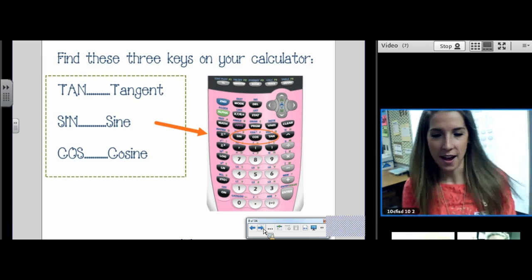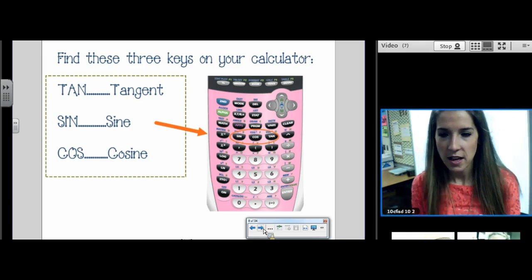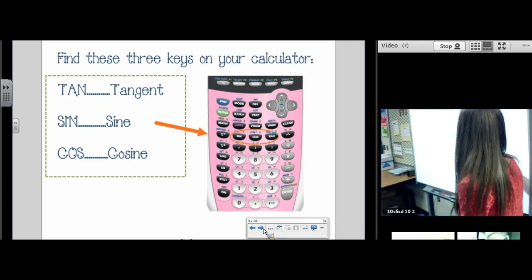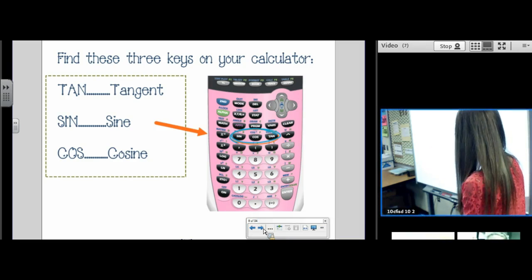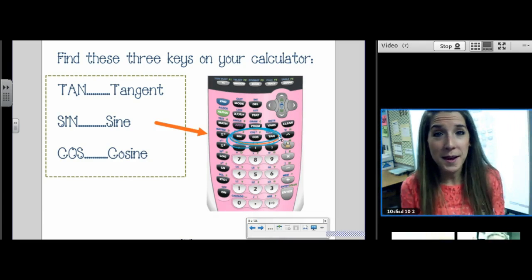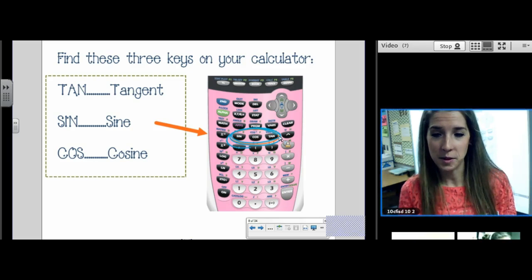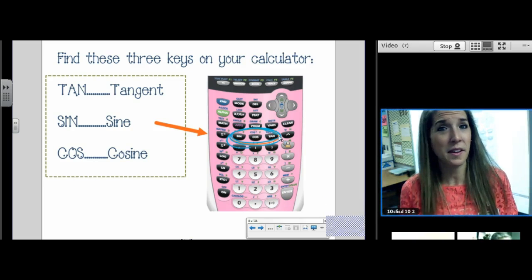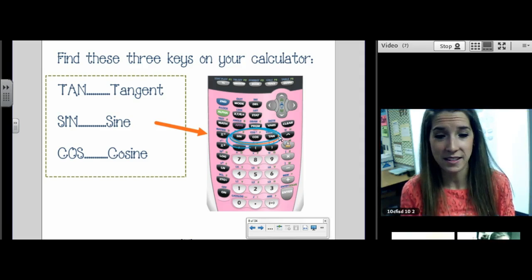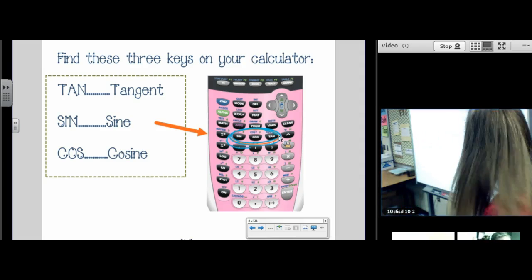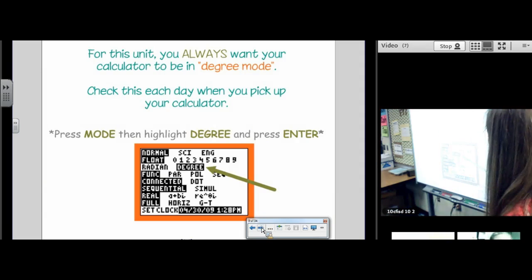So go to your graphing calculator, please. Get it out in front of you, and look for those 3 buttons. Sine, cosine, tan. You may have wondered what those buttons do. You may have played with those buttons and put numbers in there and gotten a really ugly decimal out, and you're like, I don't know what that means. Well, you're about to find out what that means. That's what the lesson is all about today.